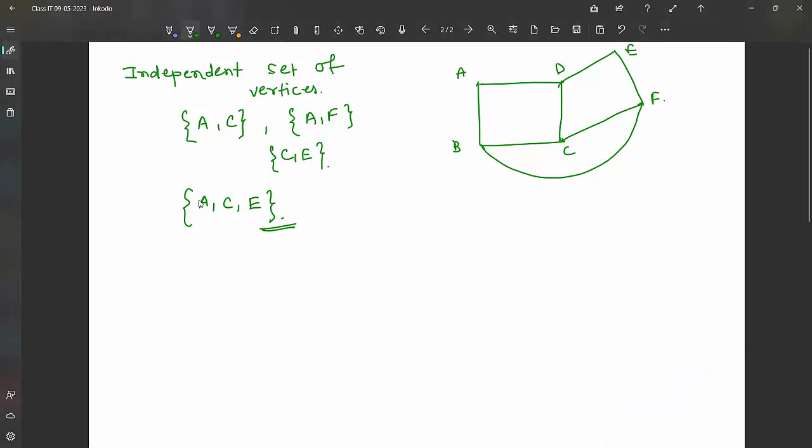Is it clear? Is this? Yes, sir. Yes. And this number is called the independence number.